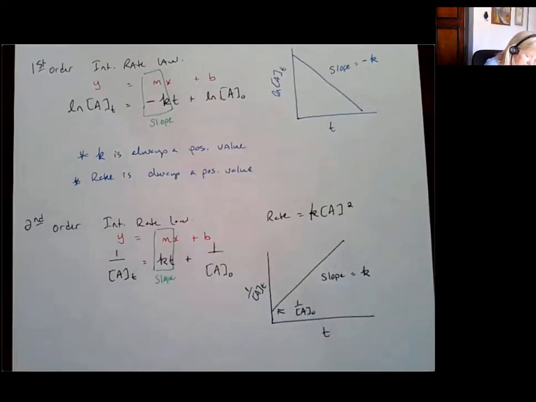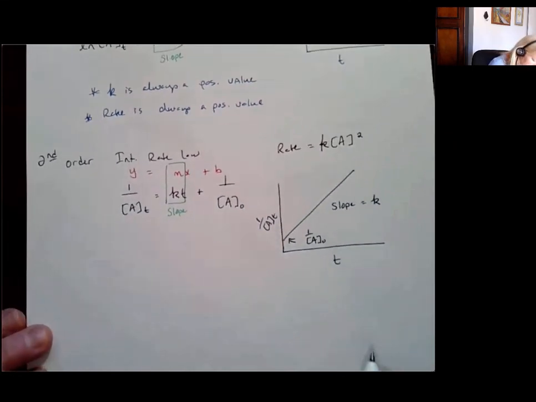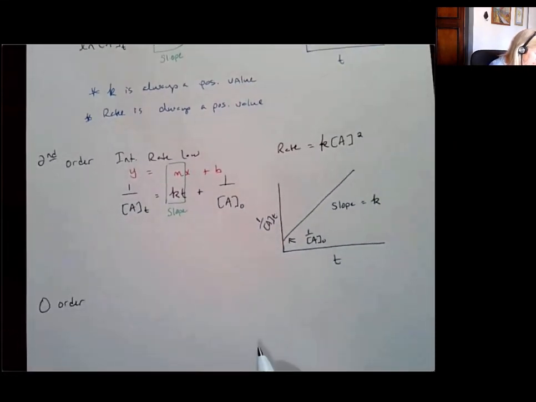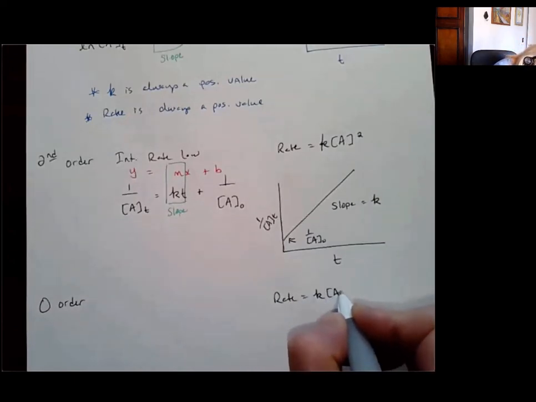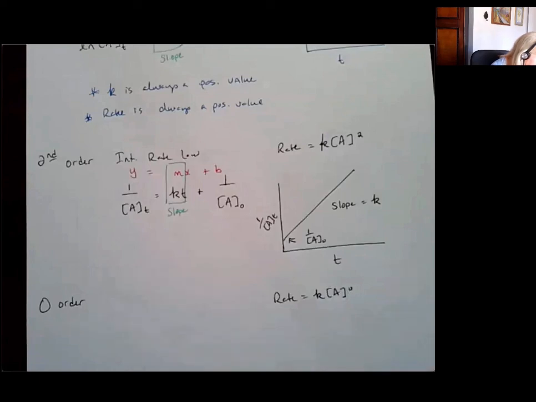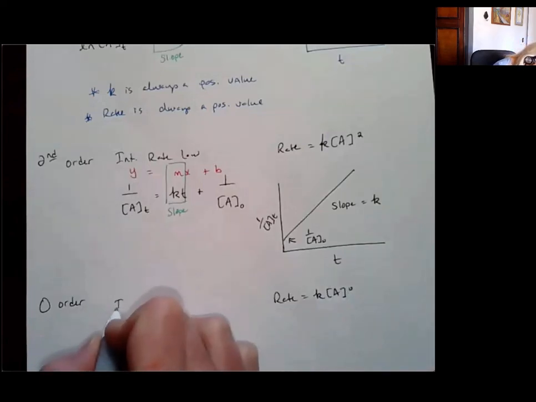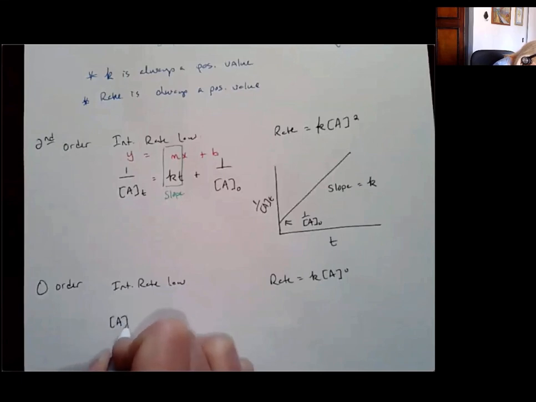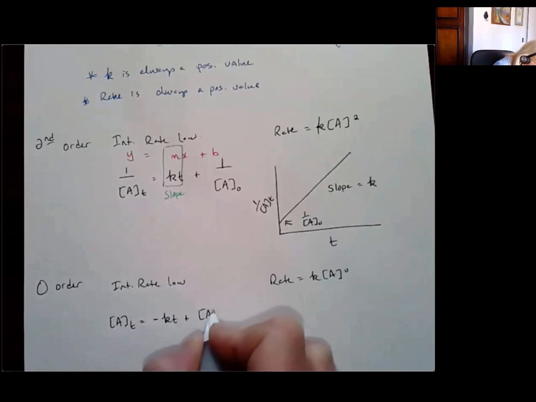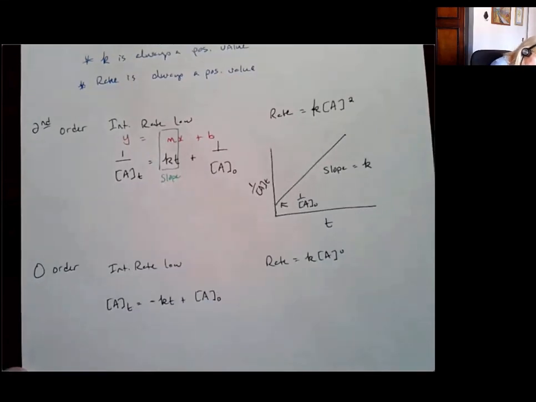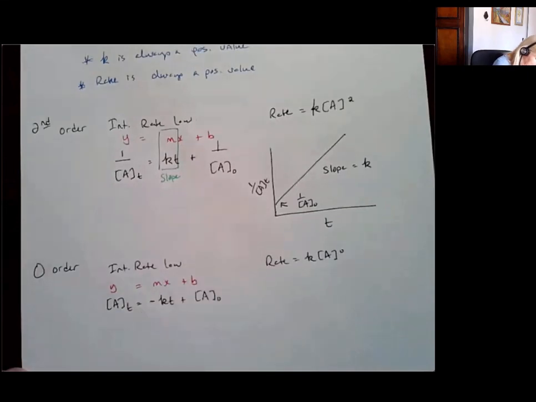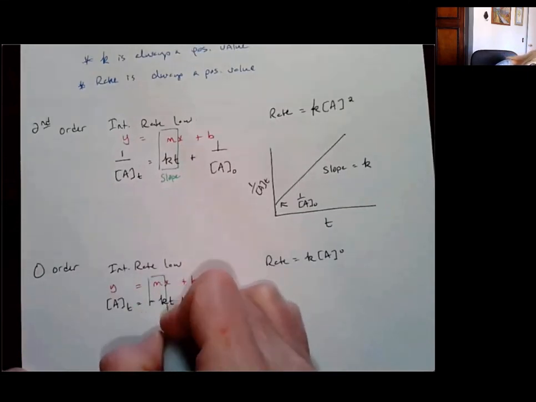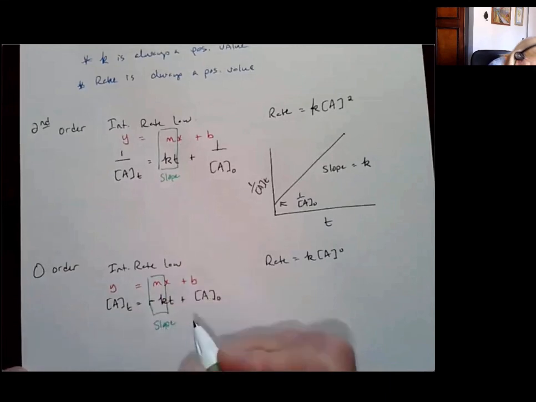Now, zero order is the third one that we've talked about. Zero order is probably the simplest one. Remember, my rate law is k times A to the 0. So my integrated rate law for this is going to look like this: A at time t equals negative kt plus A at time 0. This is still written as y equals mx plus b, but now I'm going to have a negative slope again, and my slope is going to give me that rate constant.